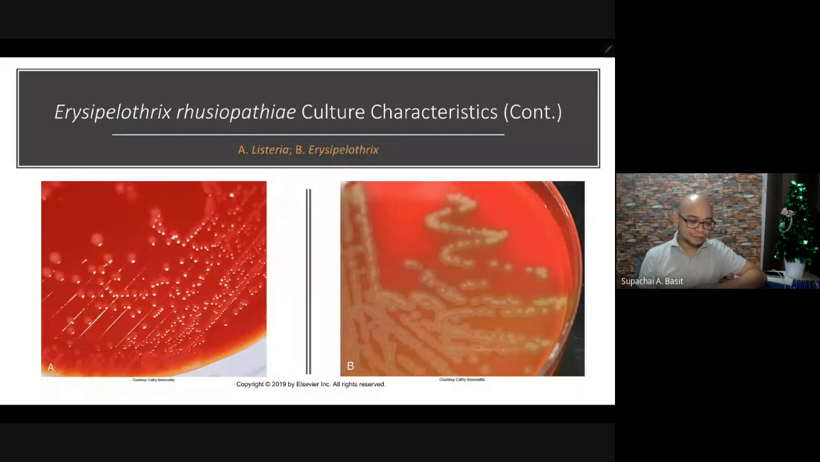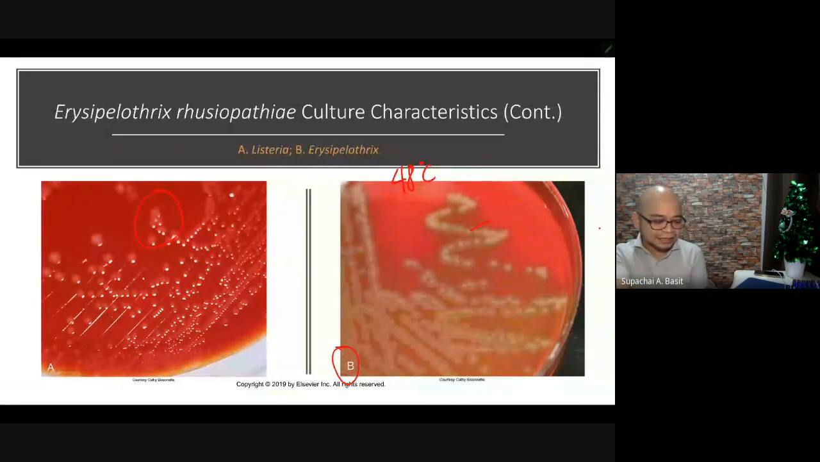So to compare, this is the Listeria, and then this is Erysipelothrix. This culture would appear after 48 hours. So you can see that it will start to show alpha hemolysis.